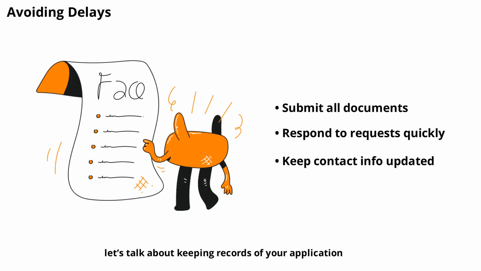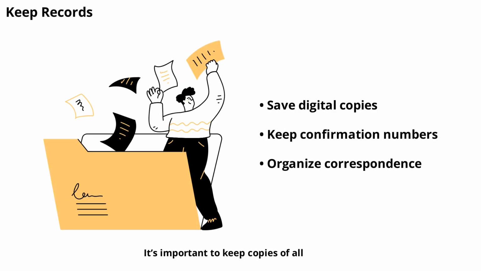Next, let's talk about keeping records of your application. It's important to keep copies of all documents related to your SSDI or SSI application. Save digital copies of your application, confirmation numbers, and any correspondence with the SSA. This helps you track your progress and provides proof if there are any issues. Organizing your records can make the process less stressful and more efficient.